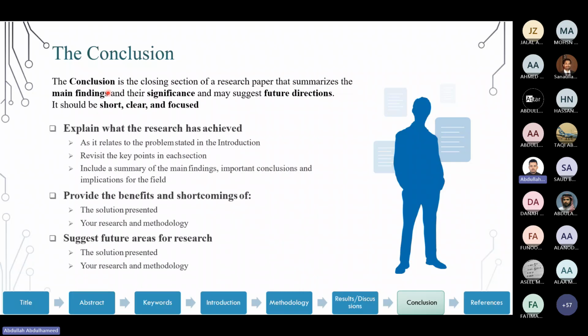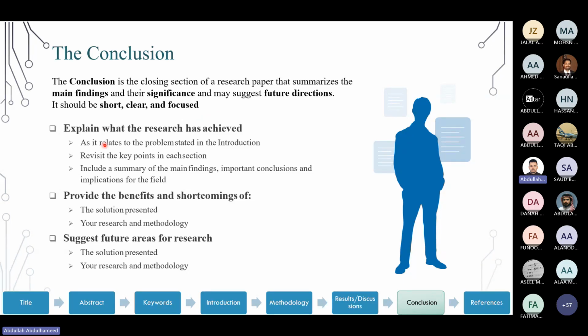A conclusion, I will say something like the abstract, but the conclusion, it will focus more on the result or the main findings, like it will highlight more on the findings. It should be short, clear, and focused, because some people, they like to read the conclusion. They will say, what your research, what's the conclusion of your research?